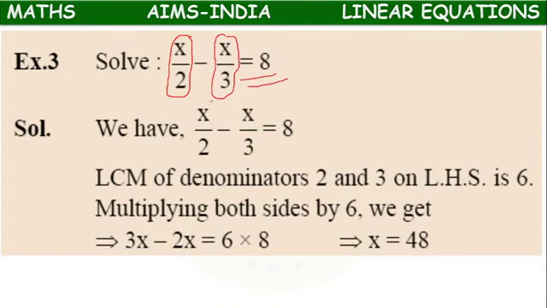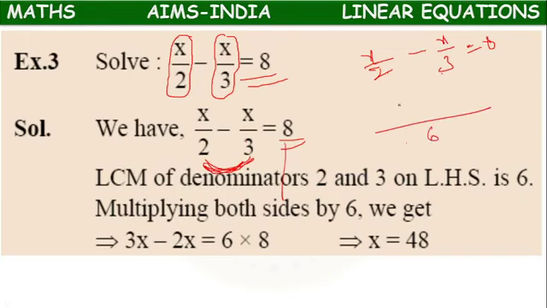So let's simplify this. x by 2 minus x by 3 equals 8. The LCM of 2 and 3 is 6. 2 threes are 6, into numerator x. 3 twos are 6, into numerator x equals 8.